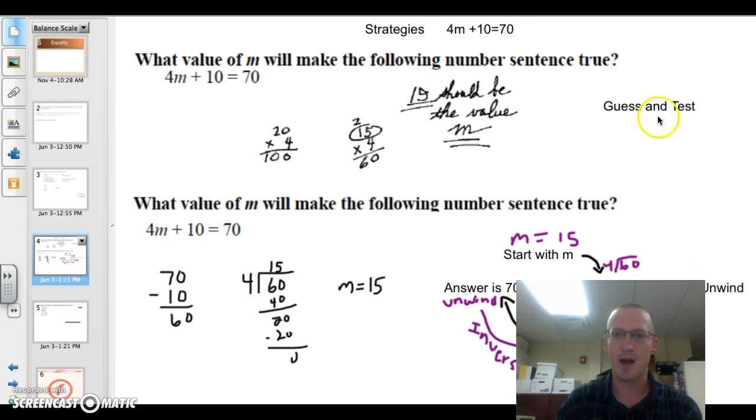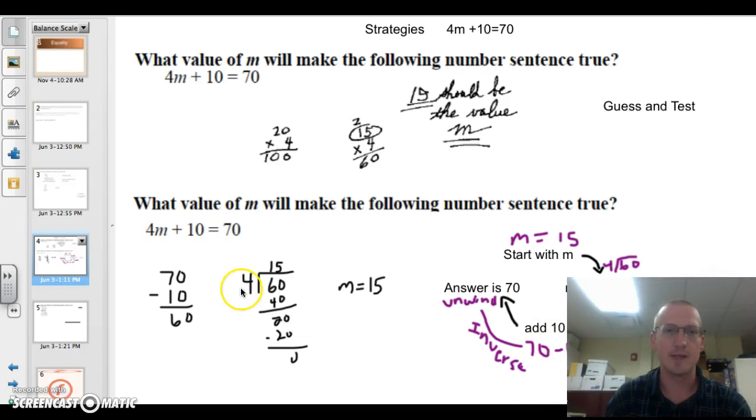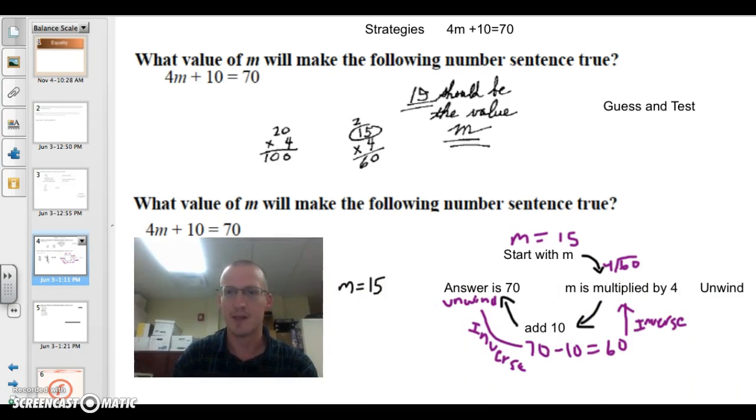strategy. The next strategy that you see is what we call the unwind strategy. The student starts with a number, 70, they subtract the 10 and get the answer. A little bit more sophisticated. And then from there they do the division equation, go through, and then m equals 15. There's another version of that. Here, you might not have seen this before, but it's kind of neat, but it's that unwind.